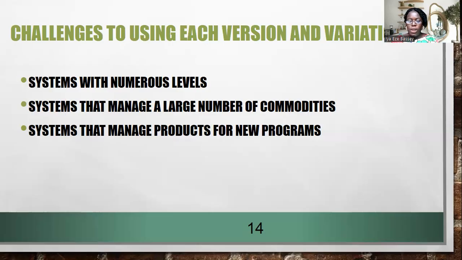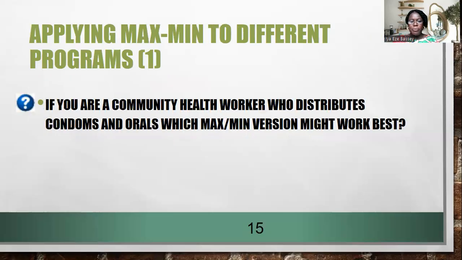All right. I just want to ask a little question to test if we are moving forward, if we understand what I'm saying. So if you are a community health worker and you are designing a system for community health workers that distribute condoms and orals, which maximum minimum version might work best? Is it the continuous review? Is it the forced ordering, or is it the standard version? I'm waiting for your answer.